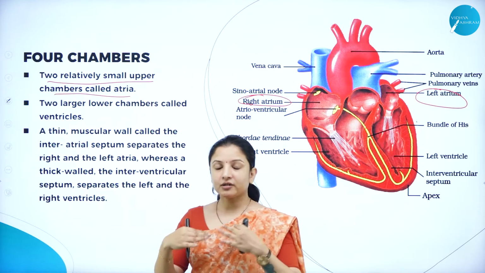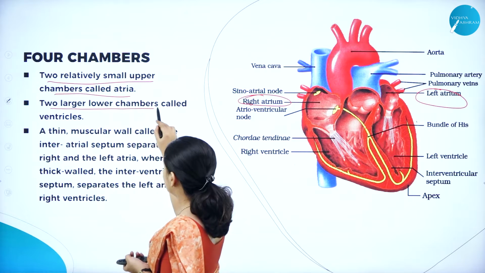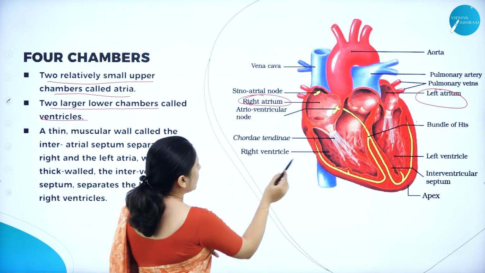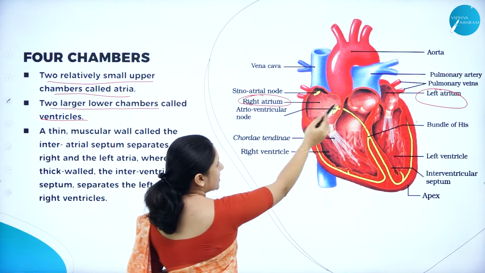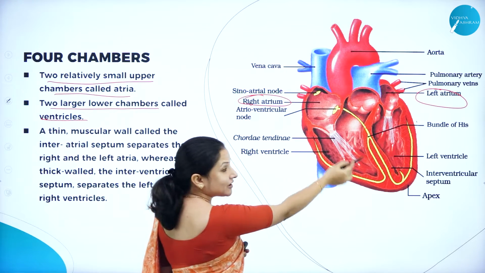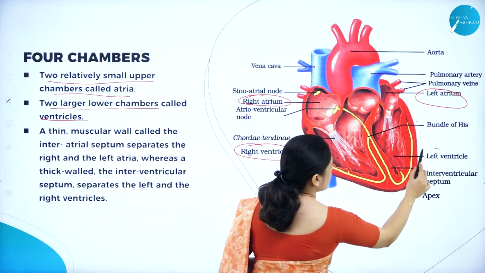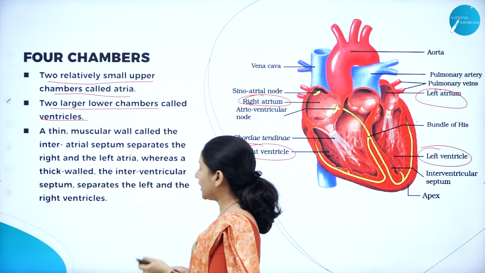And below the two atria, there are two larger, lower chambers called the ventricles. If you can see here, we have larger chambers. You can easily make out the difference, right? The atria are very small. Ventricles are larger. So two larger chambers, that is the right ventricle and the left ventricle. So this is about the chambers of the heart.